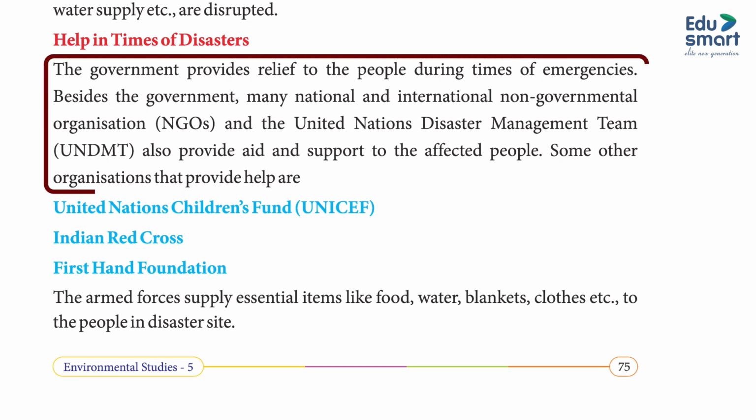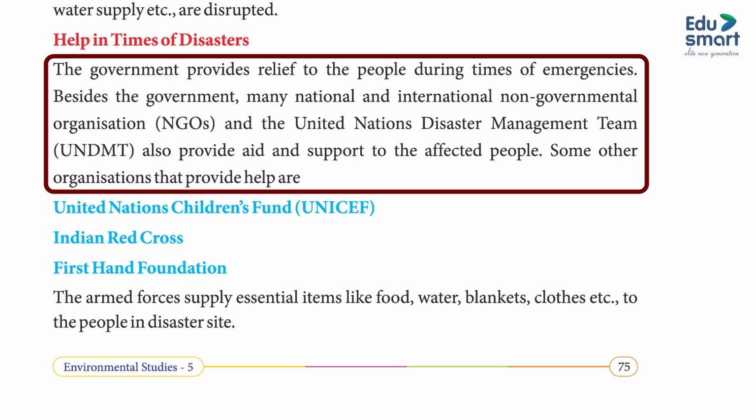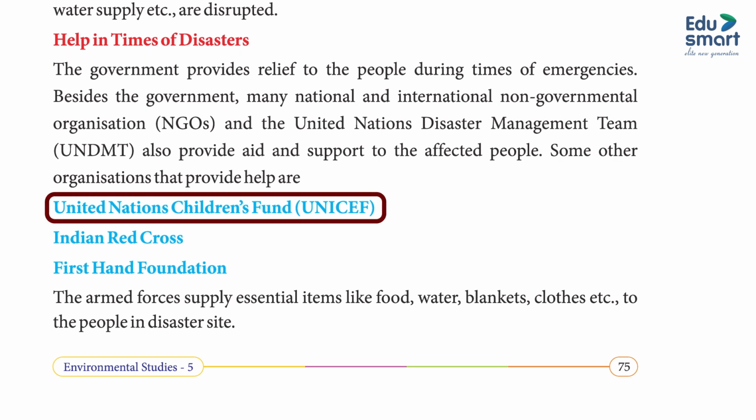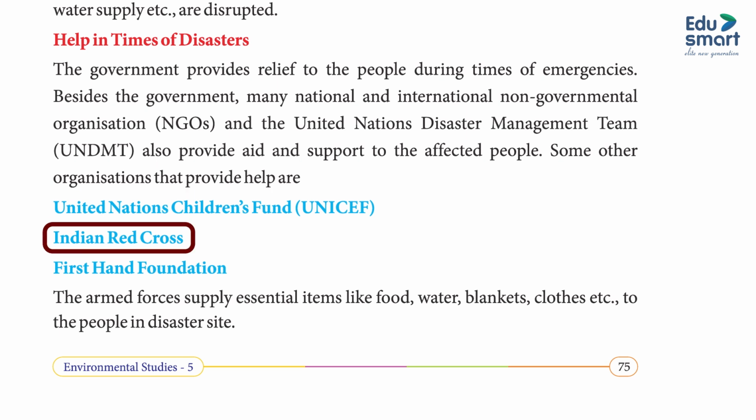Help in times of disasters. The government provides relief to the people during times of emergencies. Besides the government, many national and international non-governmental organizations, NGOs, and the United Nations Disaster Management Team (UNDMT) also provide aid and support to the affected people. Some other organizations that provide help are the United Nations Children's Fund, Indian Red Cross, and First Hand Foundation.